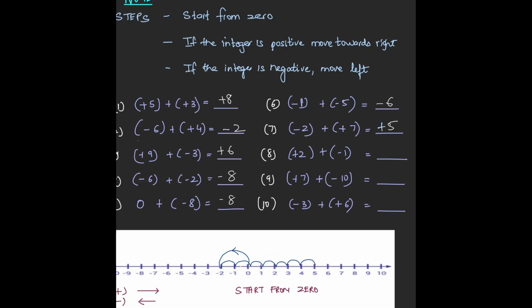And of course I'm going to show the arrow also, that we move towards the right for positive 7. Okay, next one is, I'll erase this so that there's no confusion. I hope you have noted all this down.